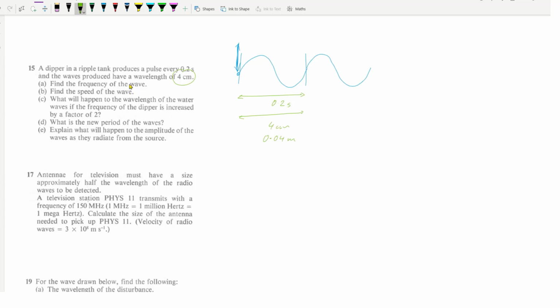Find the frequency of the wave. Again, that one's fairly straightforward. So the frequency is the inverse of the period, which is equal to 1 over 0.2, which equals 5 Hertz.